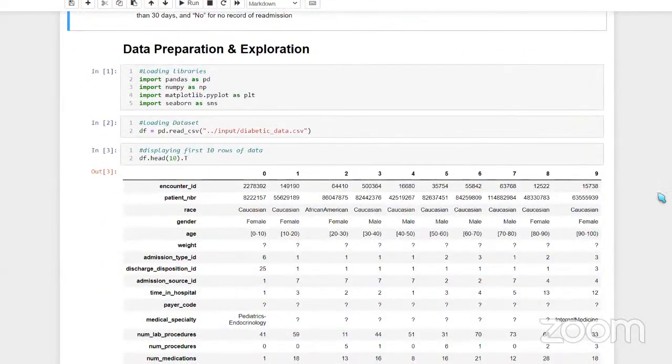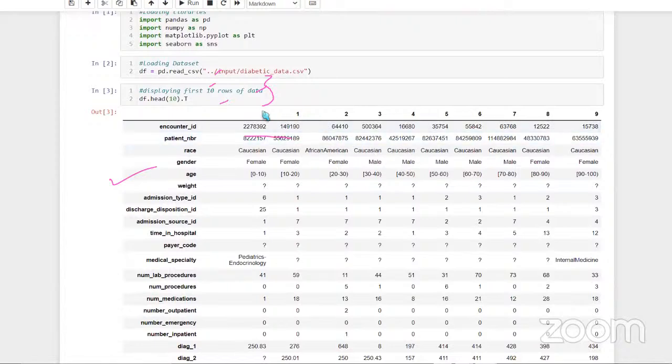So let's go to the coding part. Here we started off by importing all the important libraries like pd, np, Matplotlib, and Seaborn. pd is used for data manipulation, np is NumPy, numerical Python, and Matplotlib and Seaborn are for data visualization. Seaborn also has advanced visualization capability. Then we imported the diabetic data set, and we just saw the first 10 records of this.